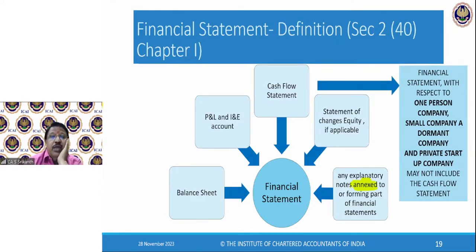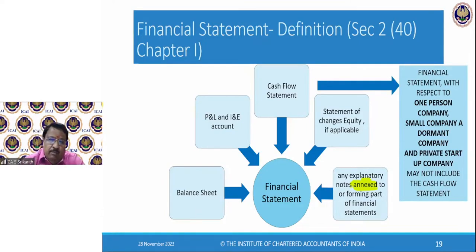all companies should give a summary of the changes in equity, meaning what is the opening share capital and what is the closing share capital. Any issues of shares during the year, allotments, any buyback, any changes in the equity, preference, etc., should be summarized, clearly showing what happened during the year. Right.